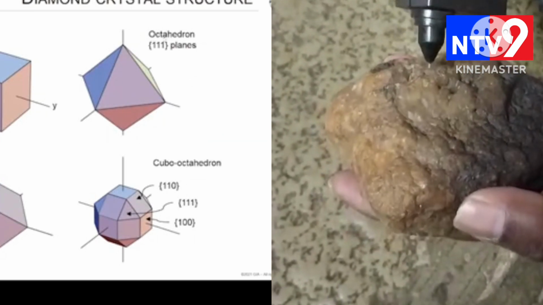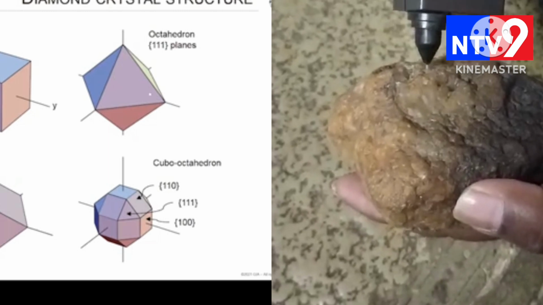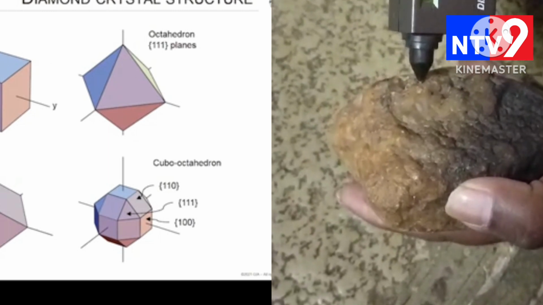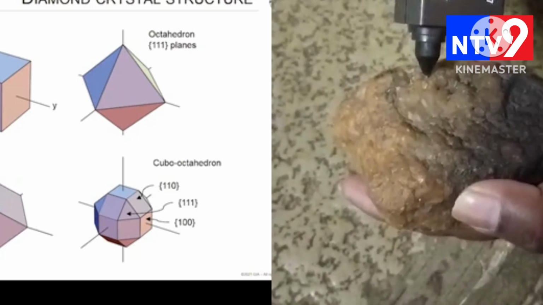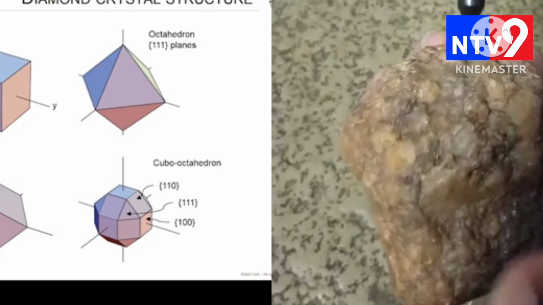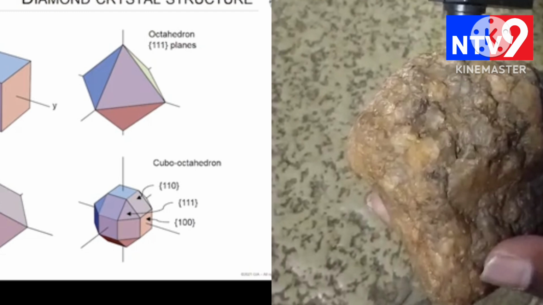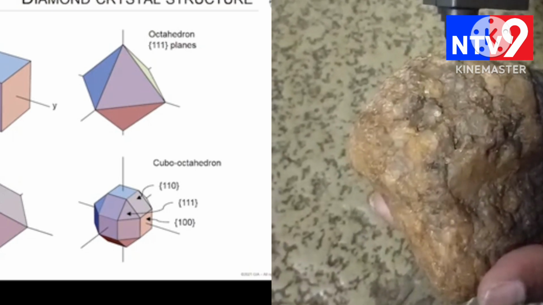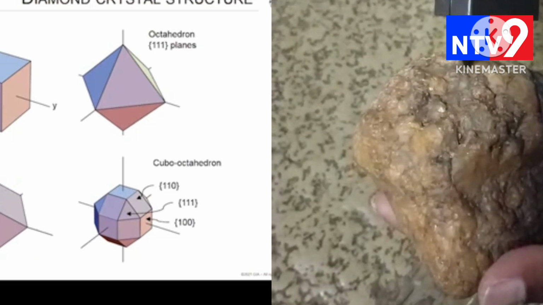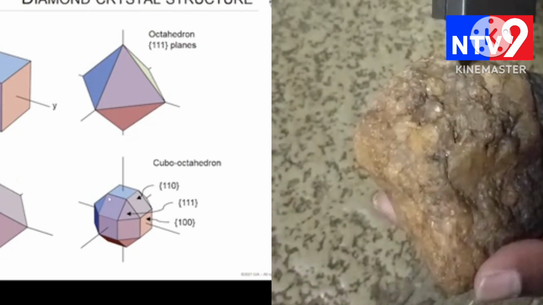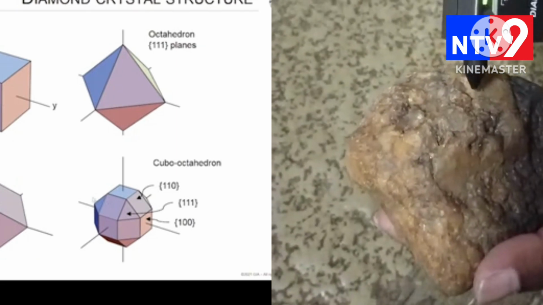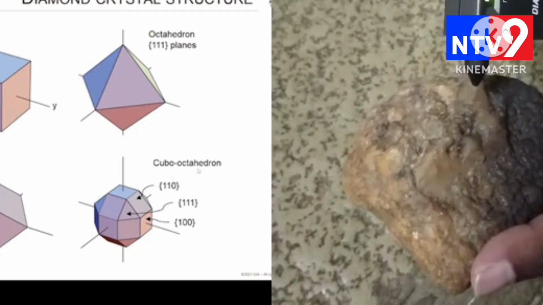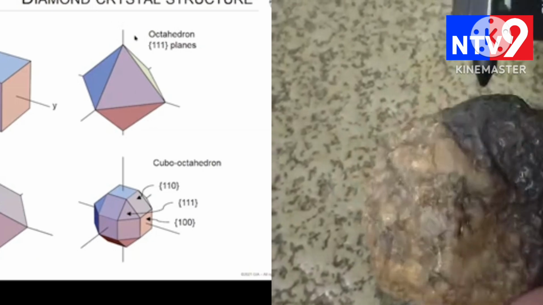So we just saw the octahedron, which is bound by 111 planes. Sometimes we also see forms that look like cubes, and those are bound by 100 planes, again, using this nomenclature of the coordinate system. We also have dodecahedral planes that we would describe as being 110. And sometimes we see combinations of these most important planes. And this is something we would call a cubo-octahedron or a cube-octahedron, depending on who you ask.